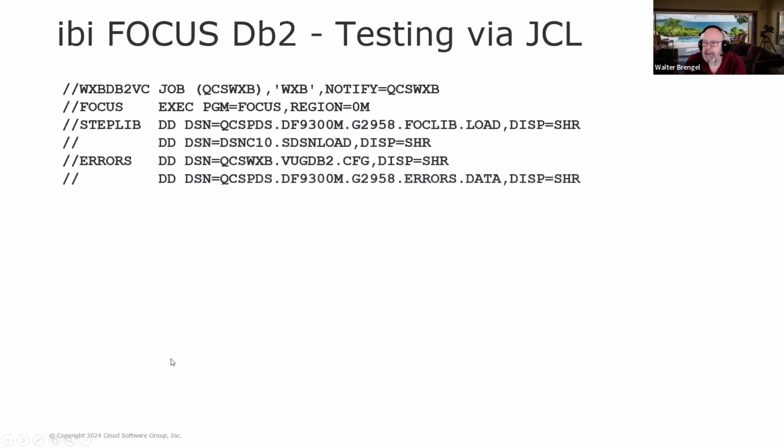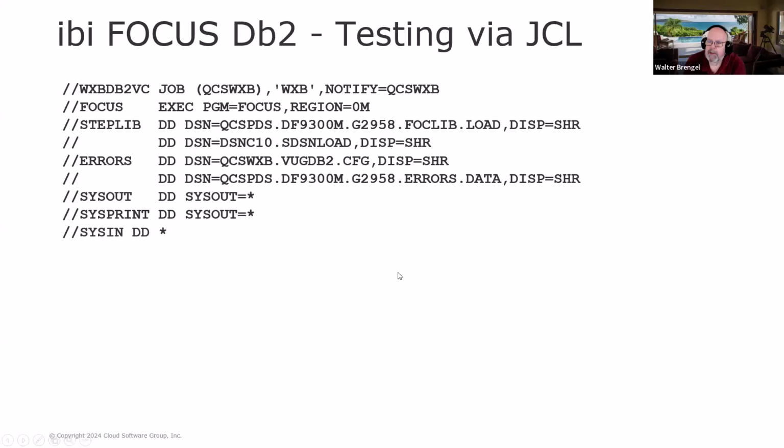We have errors. So I put my edit-serve that I created and my FOC_PROF in a data set called myid.vugdb2.cfg, and I concatenate it before the one that we ship out. You could have put it in errors.data, you could have put it in conf.prf, you could have put it in conf.cfg. So there's choices of where you put it, but just make sure that you remember where you put it in case you need to change it in the future.